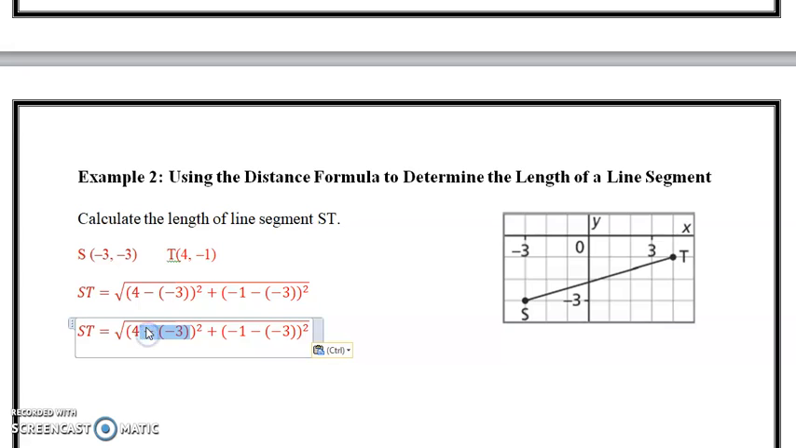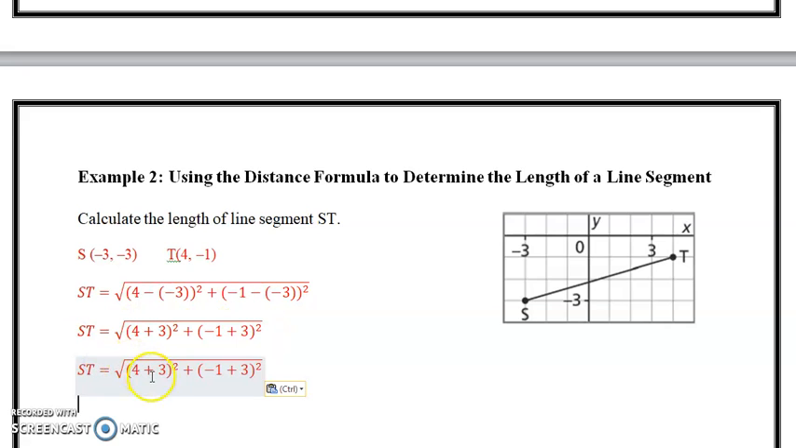So we got 4 plus 3, and then we got negative 1 plus 3. And then we take 4 plus 3, we get 7. And we take negative 1 plus 3, we get 2. And then we square 7, we get 49. We square 2, we get 4. And the answer is square root 53.